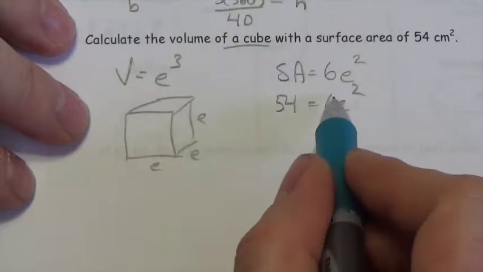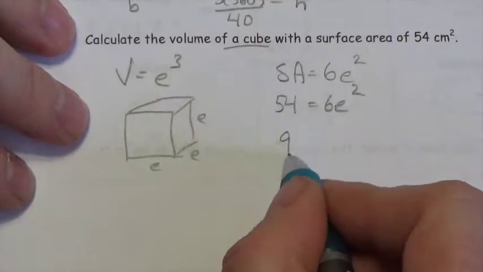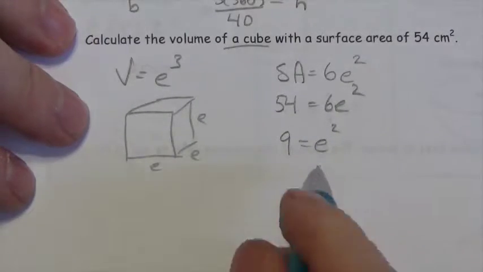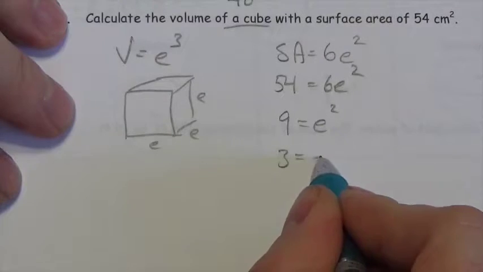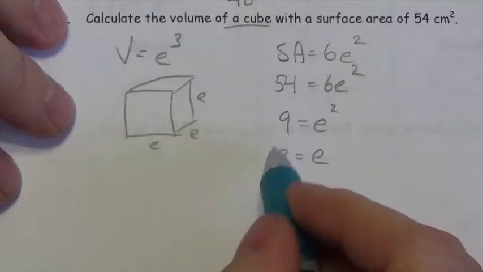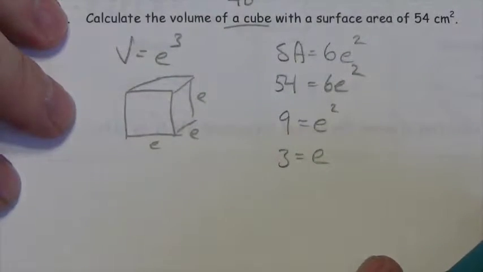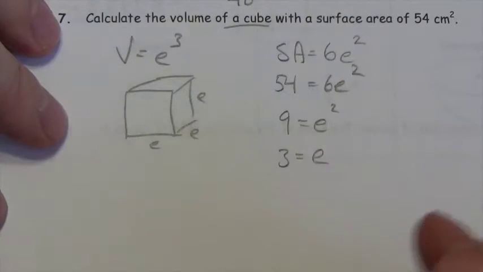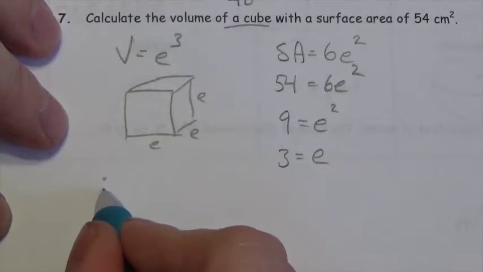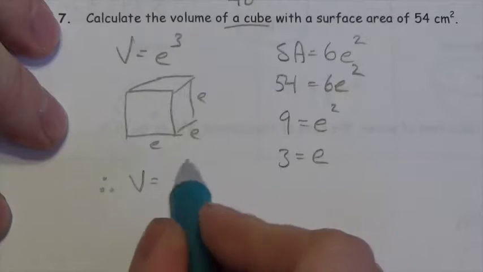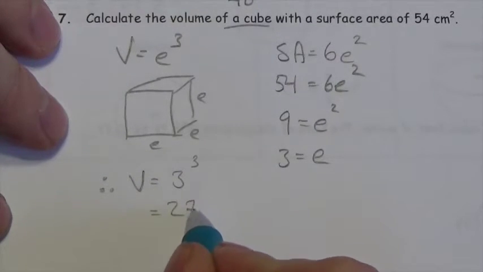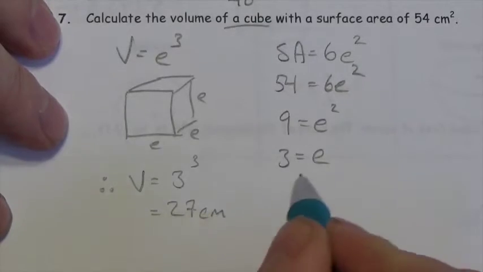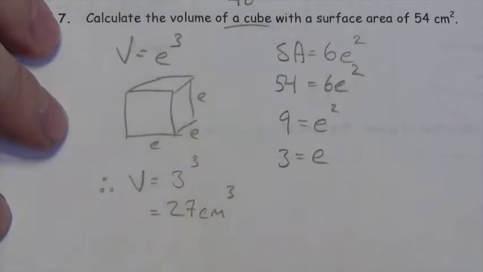The first thing we have to do is divide both sides by 6. So now E squared is equal to 9, which means E has got to be 3. Now it could be positive or negative 3, but because we're talking about the length of an edge of a cube, we know that's got to be positive. And so therefore, we know that the volume has got to be 3 cubed, and 3 cubed is 27. In this case, the units are centimeters cubed. And there you go.